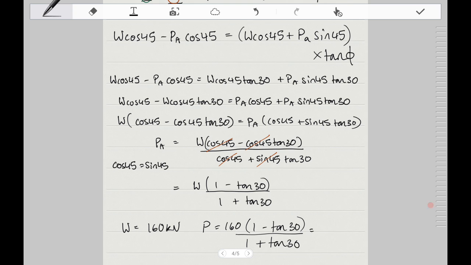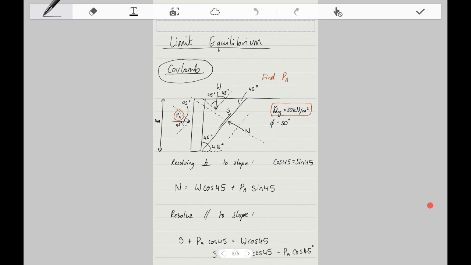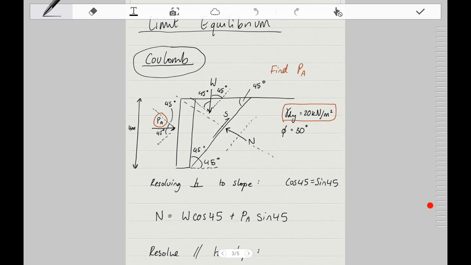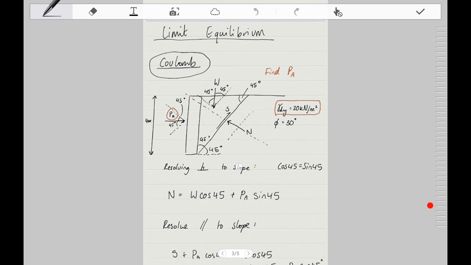If I now sub in, we end up with 42.87 kilonewtons, which is correct. That's the answer. That's the P force, the active force that you need, in order to make that geotechnical structure fail.